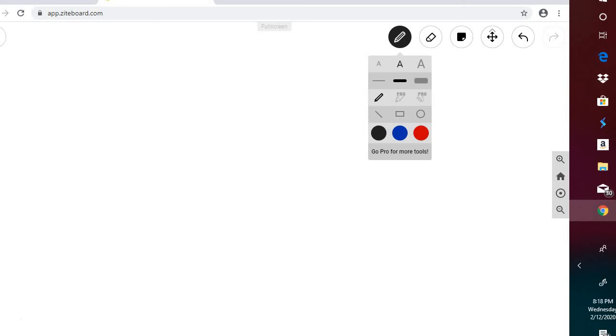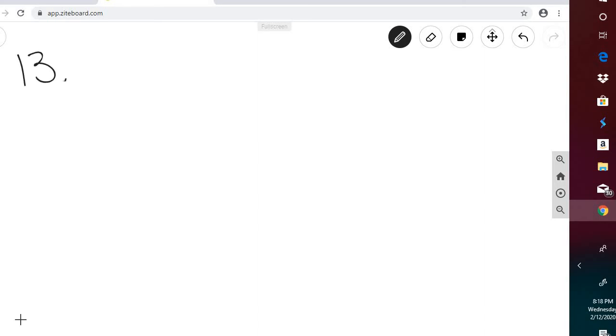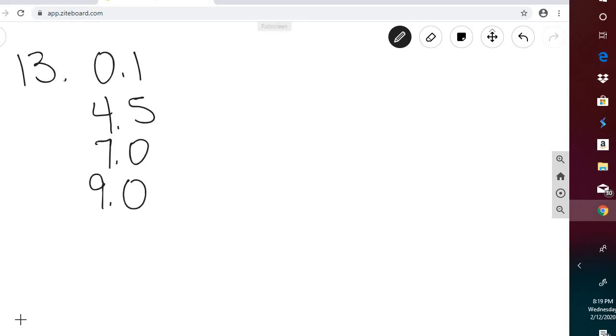Okay, number 13. You see 5 clear solutions and you're given the pHs as being 0.1, 4.5, 7.0, 9.0, and 14.0. Okay, and then A says one of them is a solution of sodium chloride and water.